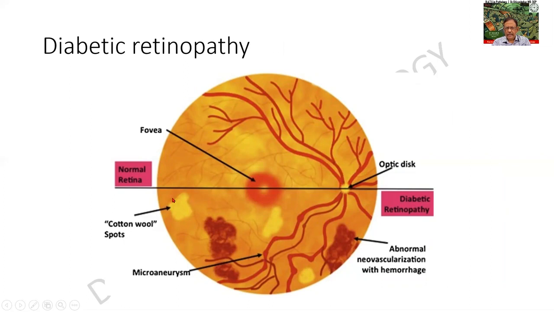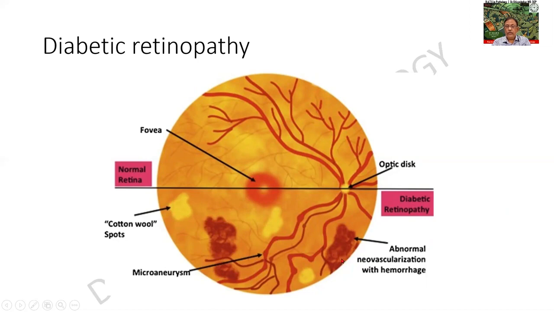But here I find that there are some yellowish or yellowish white spots which are called cotton wool spots of exudates. Also, there can be bleeding from the blood vessels which leads to retinal hemorrhage. If you look carefully, there can be distension of the blood vessels which are called microaneurysms, small aneurysms. Look at this one, there are microaneurysms which can be seen.